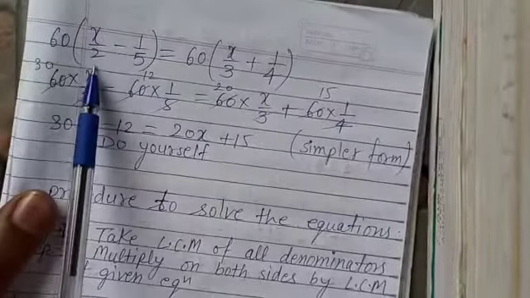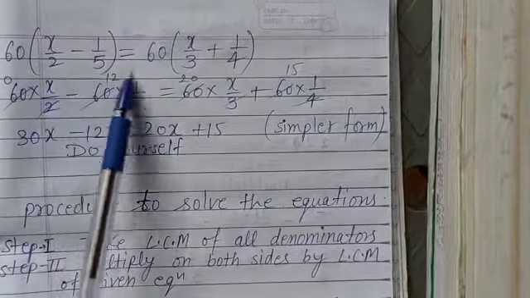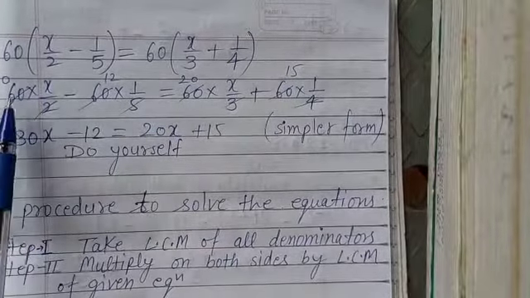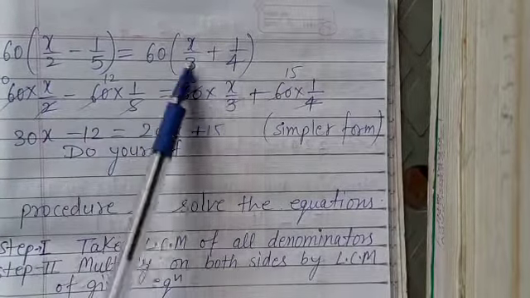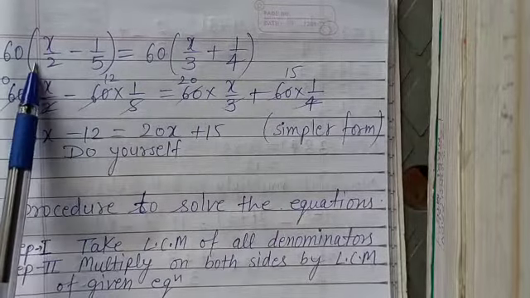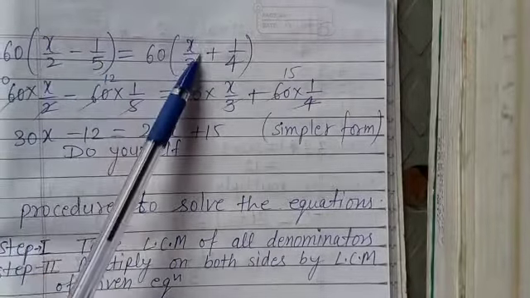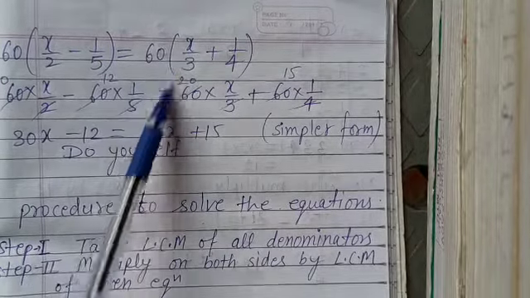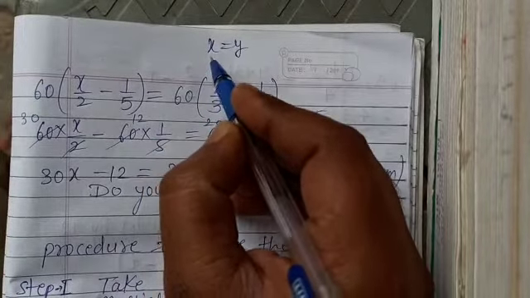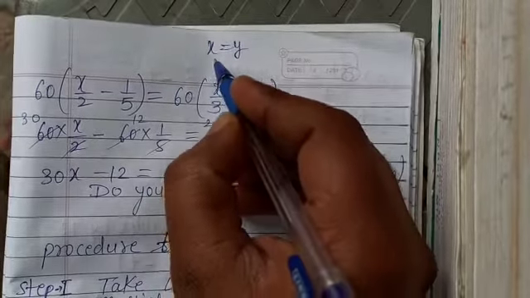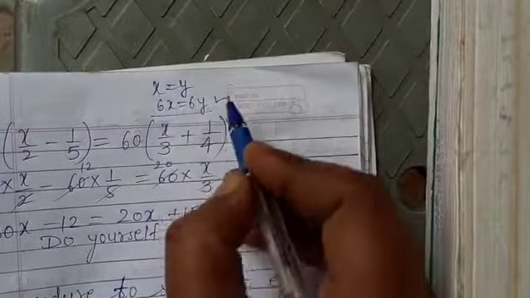Look here, I have multiplied both sides by 60, as you can see. 60 into x by 2, 60 into 1 upon 5 equals 60 into x by 3 plus 60 into 1 by 4. But remember, if we multiply one side by any number, then we multiply the other side by the same number. Suppose this is an equation, x equals y, and you multiply both sides by 6, so you get 6x equals 6y. This is the right way to do it.